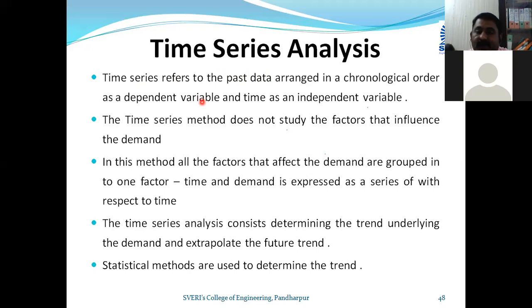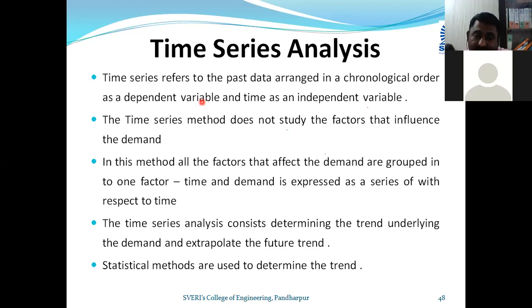So time series refer to the past data arranged in a chronological order as a dependent variable and time as an independent variable. Very simple first statement. It refers to the past data, arranged in a chronological order, the series as a dependent variable and time as independent variable. We will take numericals, and at that time also you will come to know.